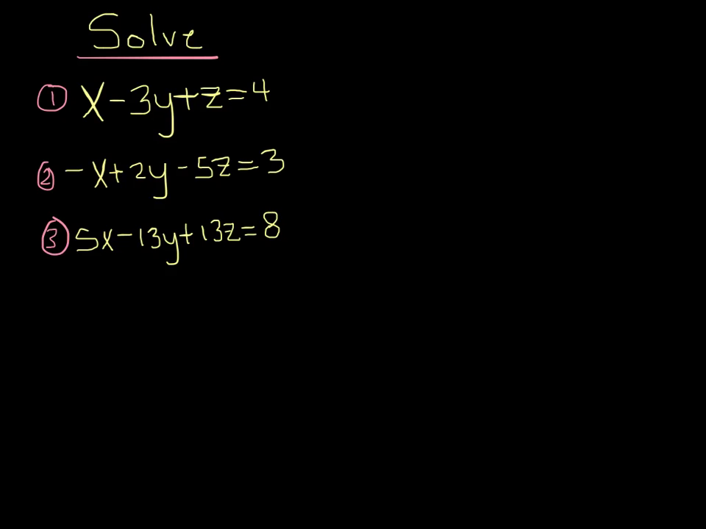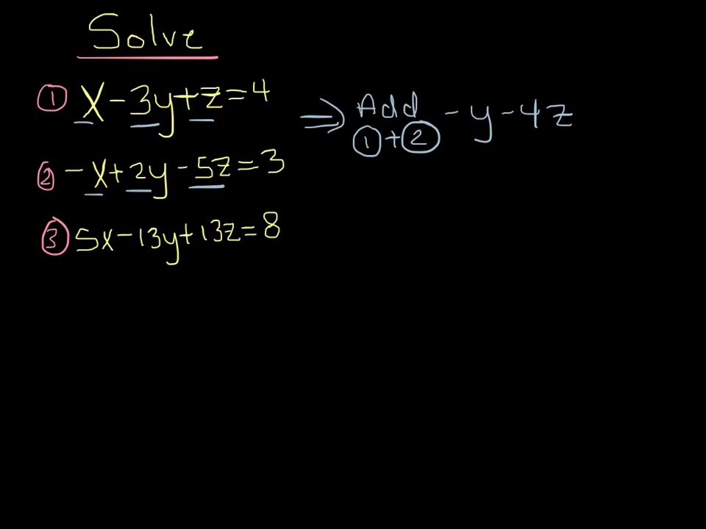So if you look at equation 1 and equation 2, if I add them together I can get the x's to cancel. So let's do that. So I'll just write, if we add equation 1 plus 2, we get the x's to cancel, so no x's. Negative 3y plus a 2y is a negative y. And z minus a 5z gives me negative 4z. And 4 plus 3 gives me a 7.